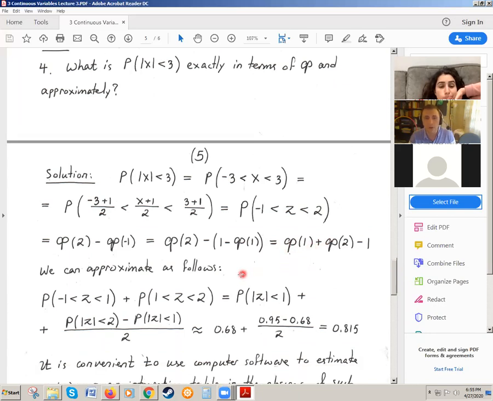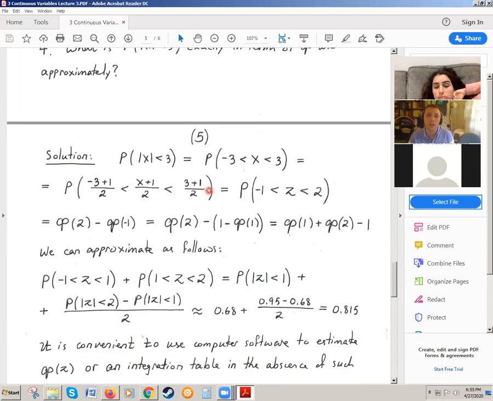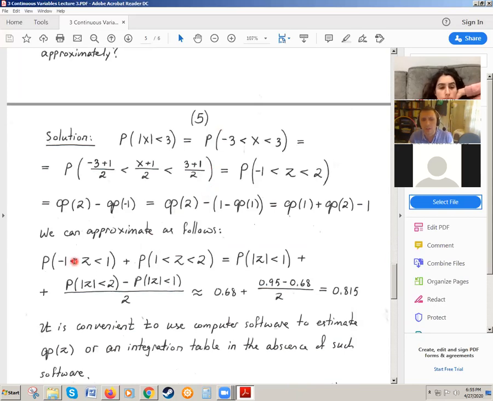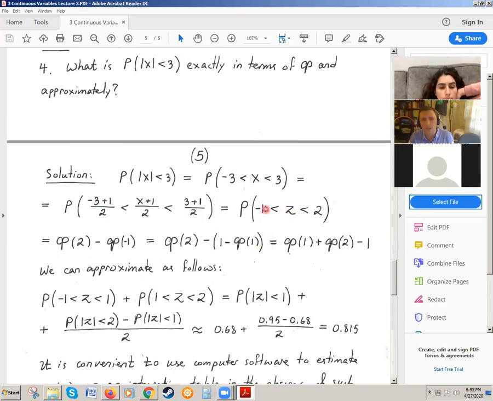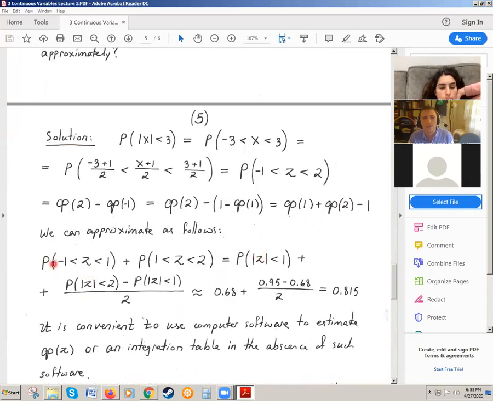And if you want to approximate it, let's say we only have this information available. We don't have a computer to integrate. So to approximate it, we are going to use this fact. The probability that z is between -1 and 2 is the same as the probability that z is between -1 and 1, and this gives me 68%, or 0.68, plus the extra probability that z is between 1 and 2.